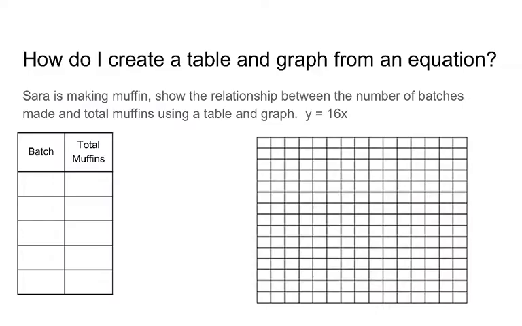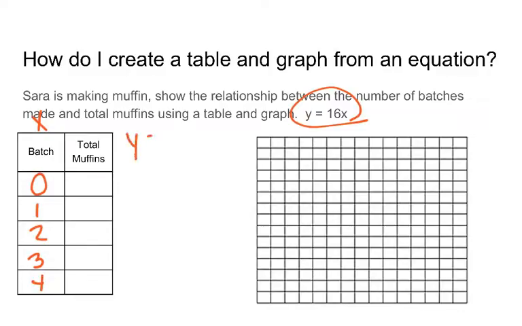Okay, one last thing. We're going to create a table and a graph from an equation. This is our equation, y equals 16x. We're going to use that equation to fill in our table and then fill in our graph. And it's really, really easy. All you're going to do is substitute values for x. You can pick any values you want, but you're going to want to pick small values that are easy to plot on the graph. So for instance, remember this is my x, I'm going to pick 0 batches, 1, 2, 3, and 4.